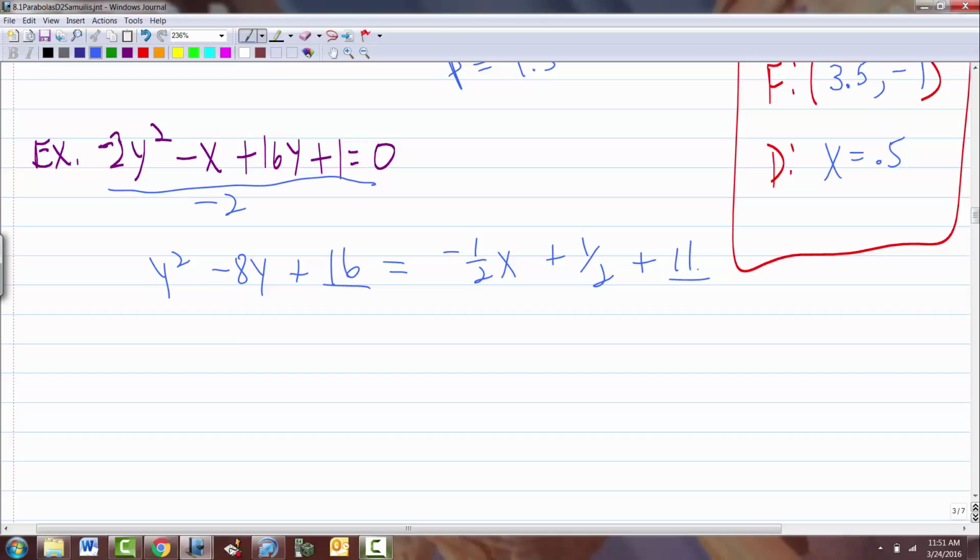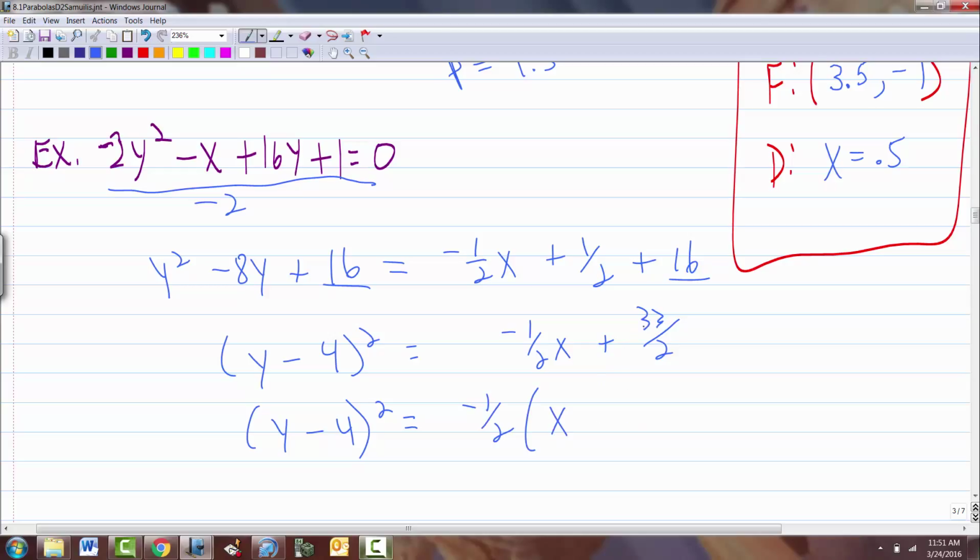So this is why completing the square for a parabola is way easier. This is 32 halves plus 33 halves, 33 halves. And then what do I have to do? I have to pull out a what? 1/2. So what does that mean for what's left over in here? Minus what? So what's the vertex? 33, comma 4. What's P?